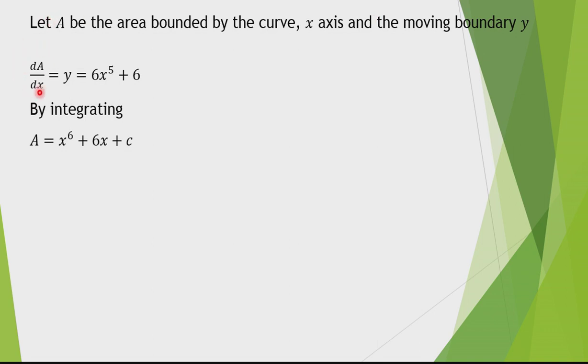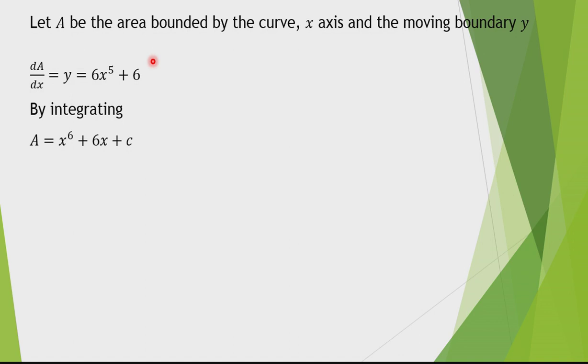I denote the area bounded by the curve, the x-axis and the two limit x values as capital A, right? Then what is given? dA by dx equals y. This is our result. Y means 6x to the power 5 plus 6, which is the equation of the function in this case. Then we apply integration. So dA by dx becomes, 6x to the power 5 becomes 6x to the power 6 divided by 6. So 6 by 6 cancel off. x to the power 6.